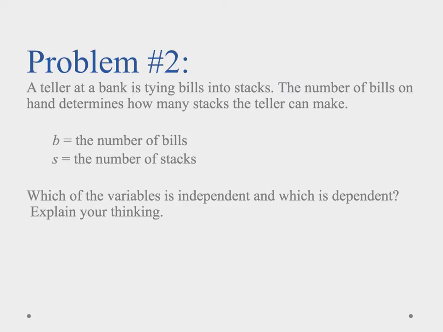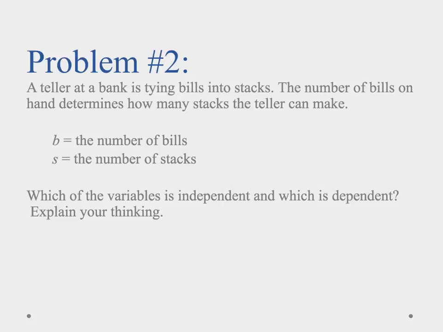Let's look at problem number 2 now. Remember, our goal is to distinguish which is independent and which is dependent. The problem situation says that a teller at a bank is tying bills into stacks. The number of bills on hand determines how many stacks the teller can make. So let B be the number of bills and S be the number of stacks. Which of the variables is independent and which is dependent? Explain your thinking. So what depends on what?